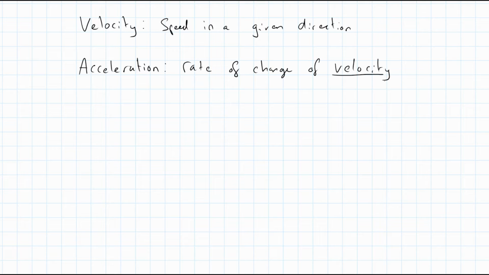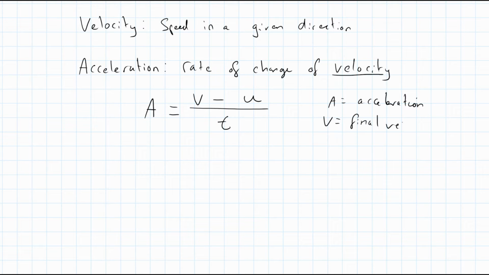And we can think of that in terms of a formula. You could say that acceleration is equal to your final velocity, so the velocity you end up at, take away the velocity you start at, and then divided by how long it takes for that to happen. So in this case, a is equal to acceleration, v is equal to final velocity, u is equal to initial velocity, and t is equal to time taken. That's the time taken to go from your initial to your final velocity.